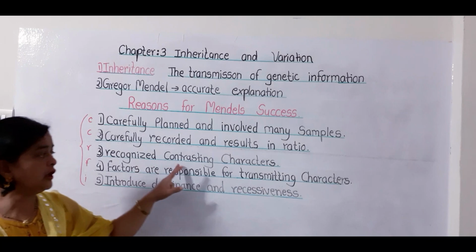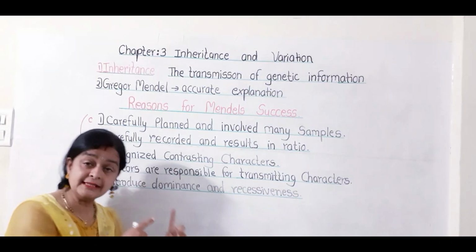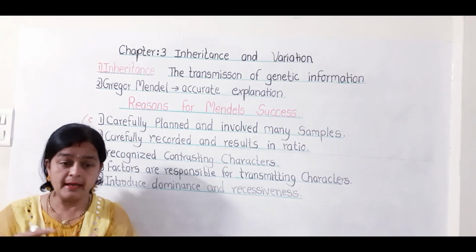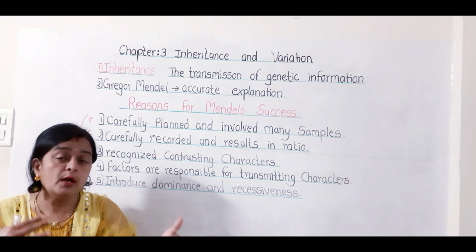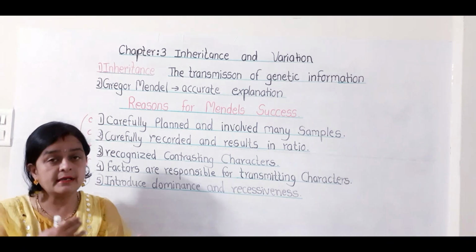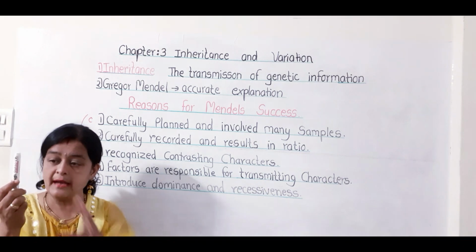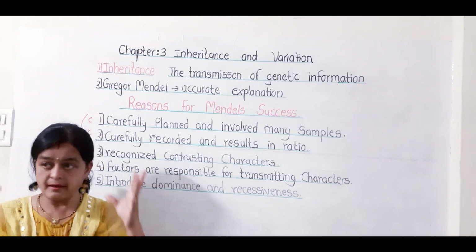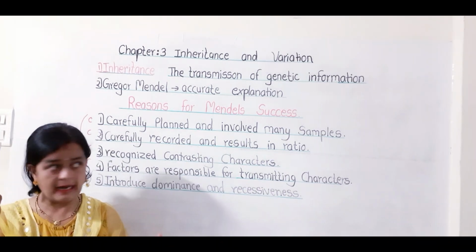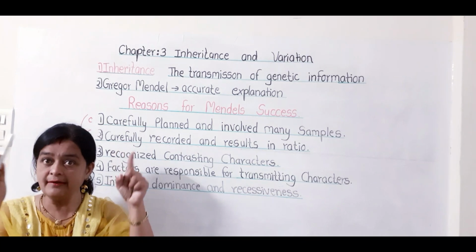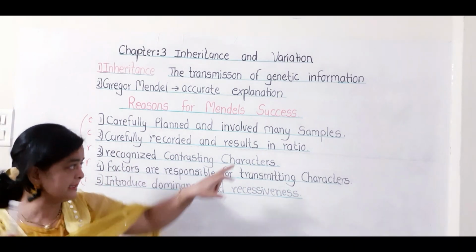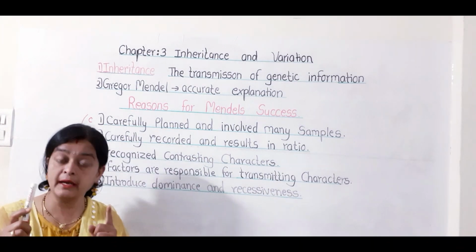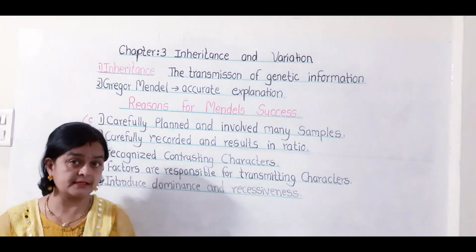Third reason, he recognized contrasting characters. He is the person who identified that in many plants or organisms contrasting characters are there. Contrasting characters means, if one plant has yellow flowers, another plant will have white flowers, and the rest of the things will be the same. If this is a pea plant and this is also a pea plant, whatever different characters are there are called contrasting characters. So Mendel identified contrasting characters.